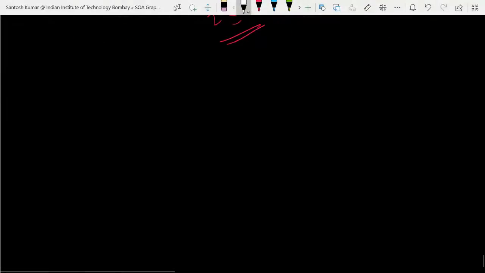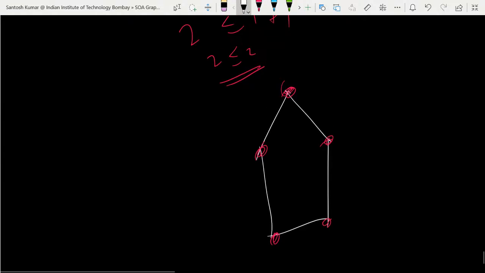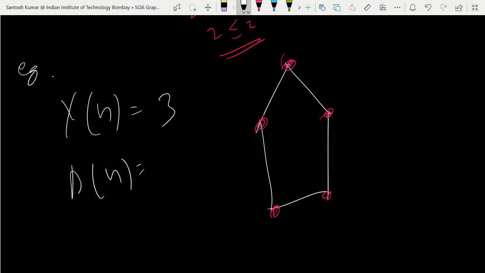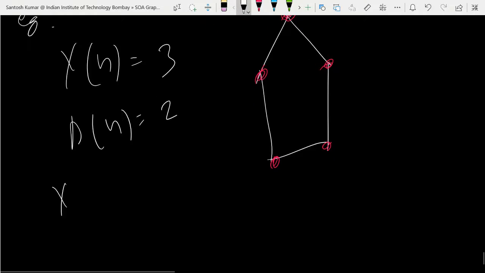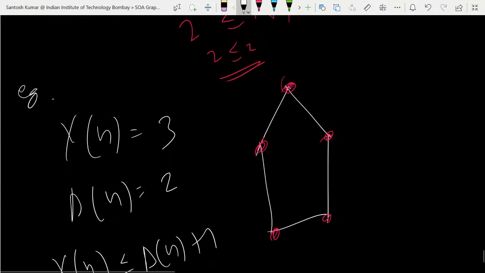Okay, let's see one more example like this. We are trying to get a result for when the bound attains equality. So again, here chromatic number is 3 and delta G is 2. Chromatic number is less than or equal to delta G plus 1, so 3 is less than or equal to 2 plus 1, 3 is less than or equal to 3. So again it gets equality. So what result can you say?